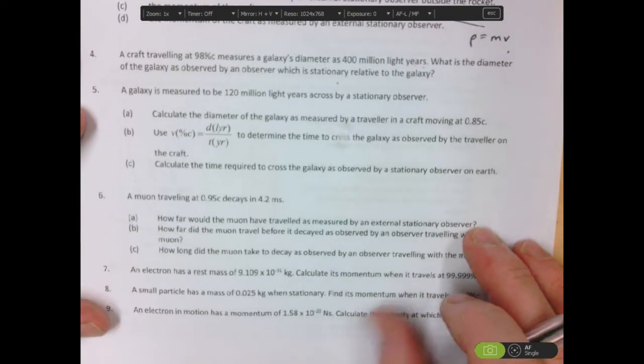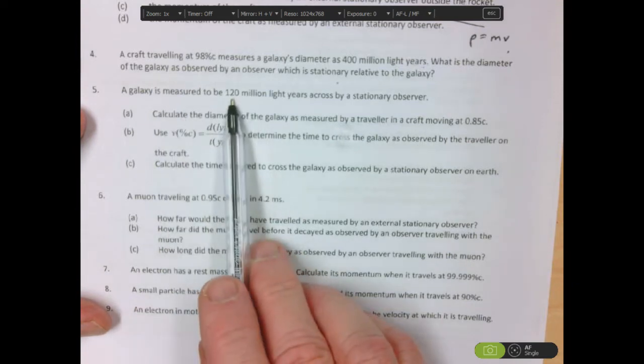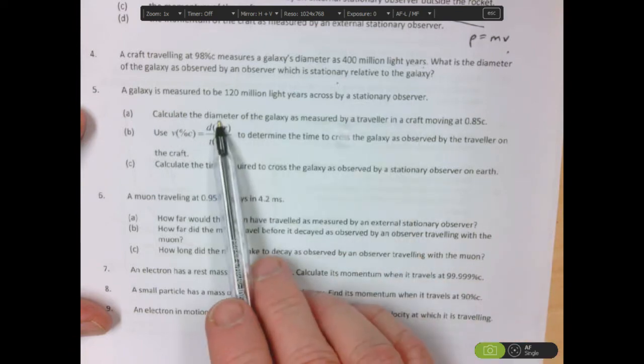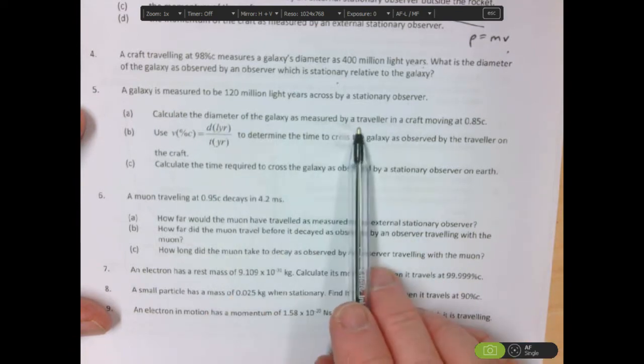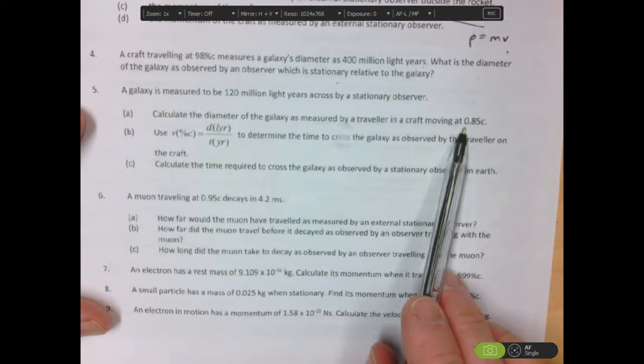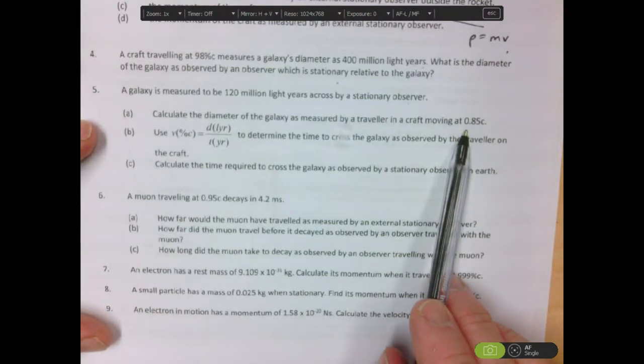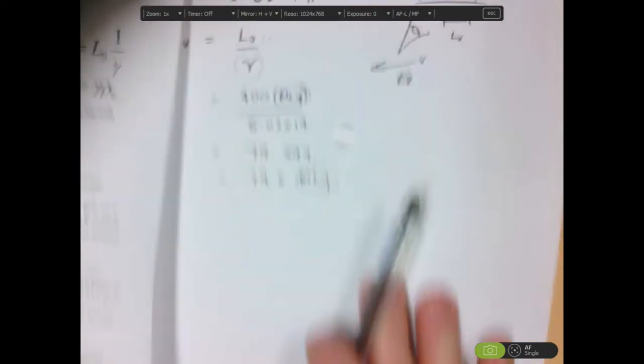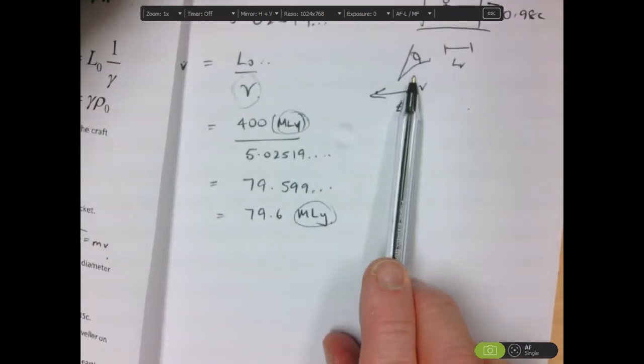Question 5. A galaxy is measured to be 120 million light years across by a stationary observer. Calculate the diameter as measured by a traveller moving at this speed. So it's the same question as before, but you're now the one that is in motion. So you are this person up here, you are the one in motion, and you see that galaxy has been contracted.